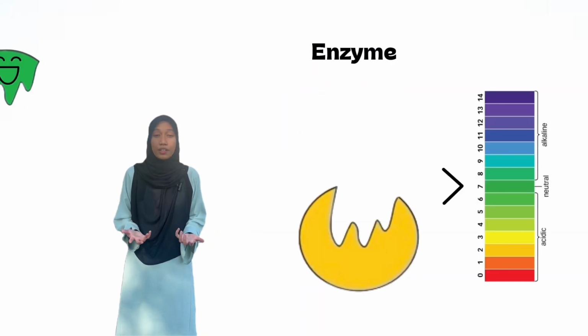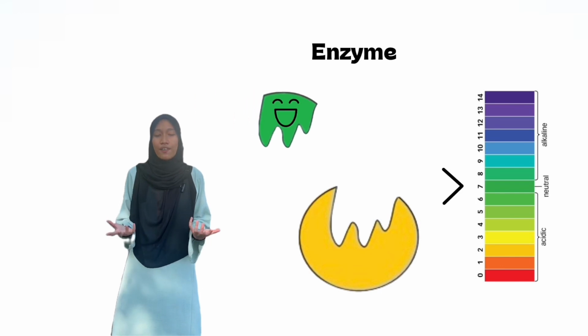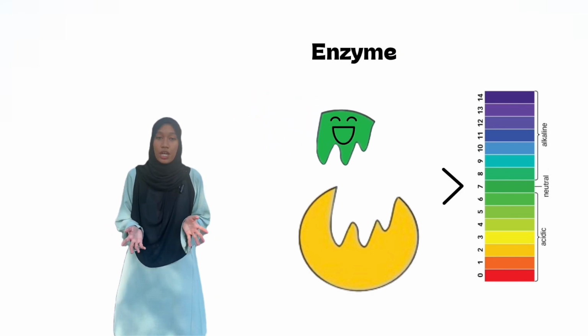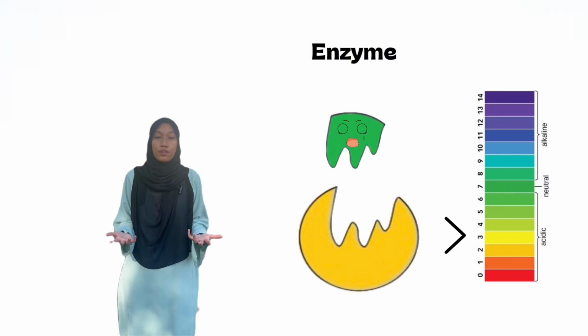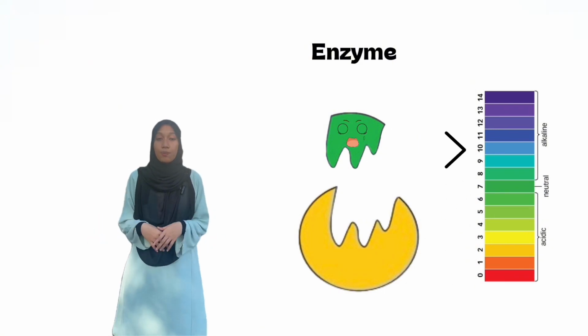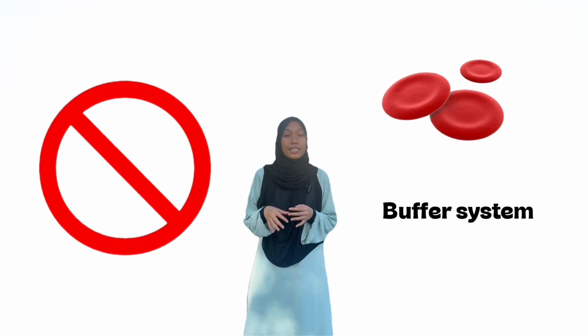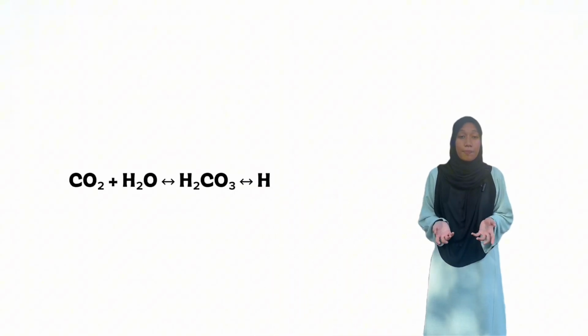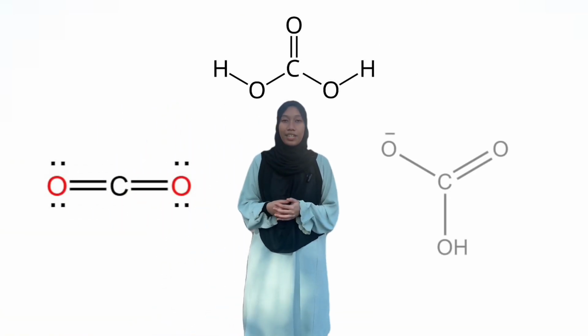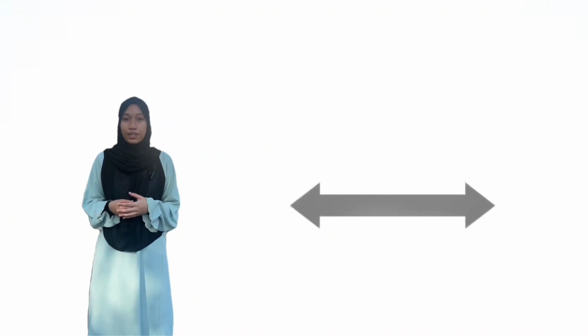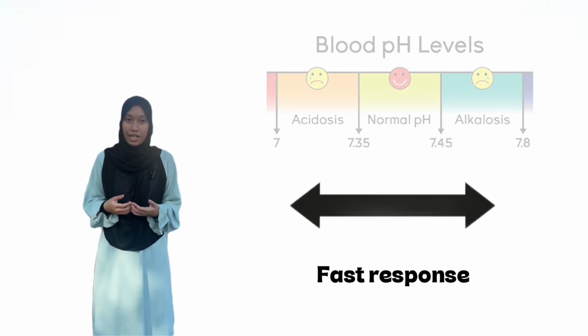Enzymes, which control chemical reactions in cells, are very sensitive to changes in pH. Even a small change in pH can slow down reactions or prevent enzymes from functioning properly, affecting organs and metabolism. To prevent harmful pH changes, the blood uses a buffer system to maintain stability. The main buffer system in human blood is the carbonic acid-bicarbonate buffer system. This buffer system involves a reversible reaction between carbon dioxide, carbonic acid, and bicarbonate ions. Because the reaction is reversible, it can respond quickly to changes in blood pH.